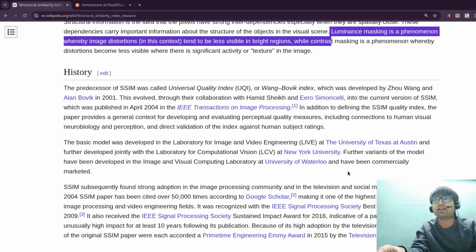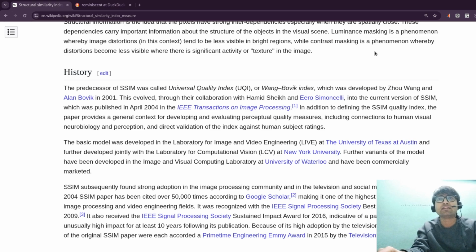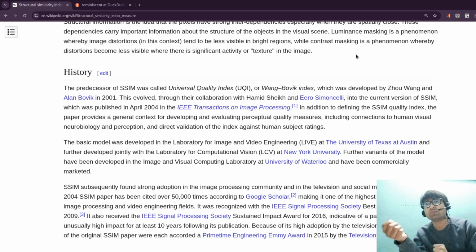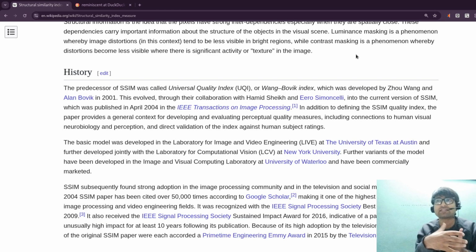Luminance masking is a phenomenon whereby the image distortion tends to be less visible in the bright region, and for contrast masking, the distortion becomes less visible where there is significant activity or significant texture in the image.